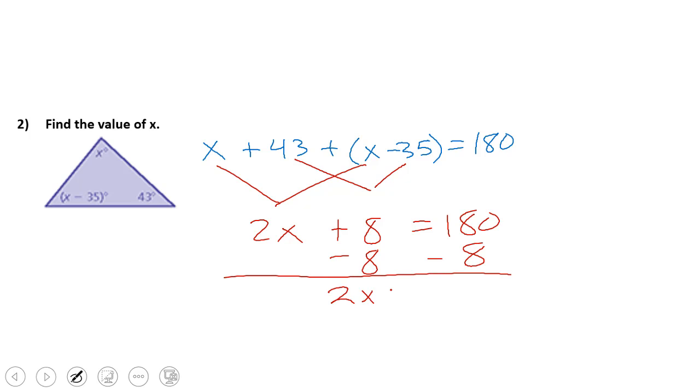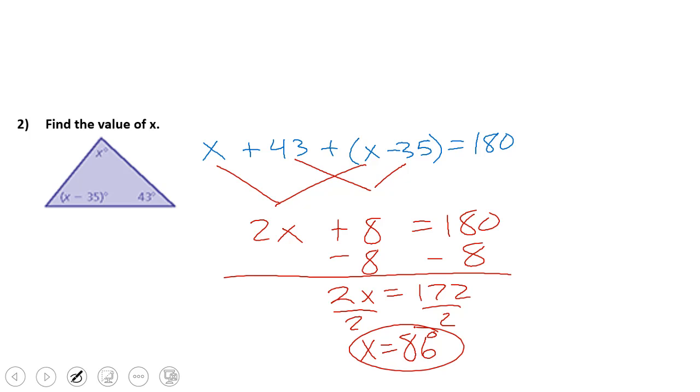equation balanced, 2x is now equal to 172 degrees. And then when I divide by 2 to further isolate and keep balanced, I would get x is 86 degrees. So x is 86 degrees, ladies and gentlemen.